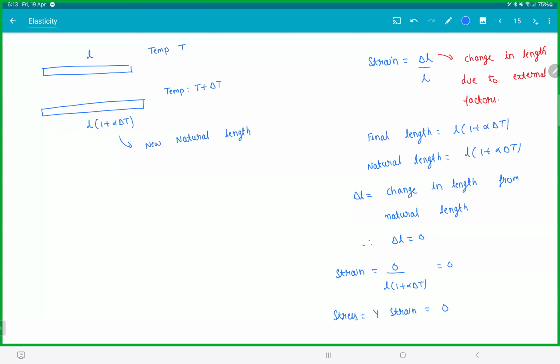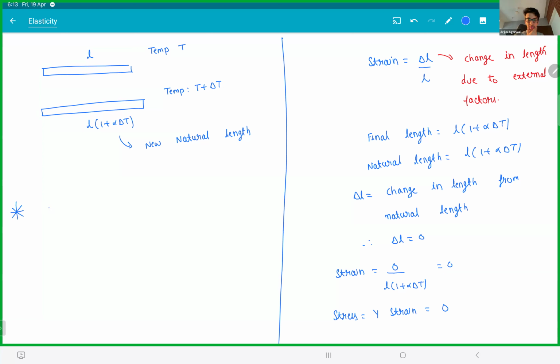If you eat too much and become fat on your own, no one is expanding your body. You don't feel any stress. Right? But if someone catches you and starts pulling your cheeks, you feel stress. That's a forcible elongation of your cheeks. I hope you're getting the difference between the delta L's in thermal expansion and delta L in this. Both are completely two different things. So don't mix it up.